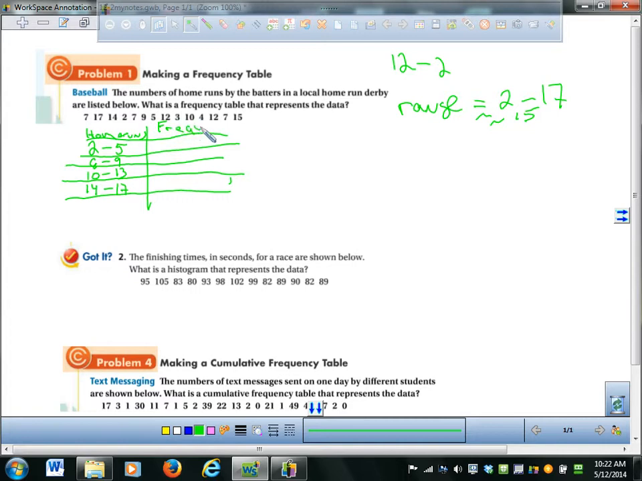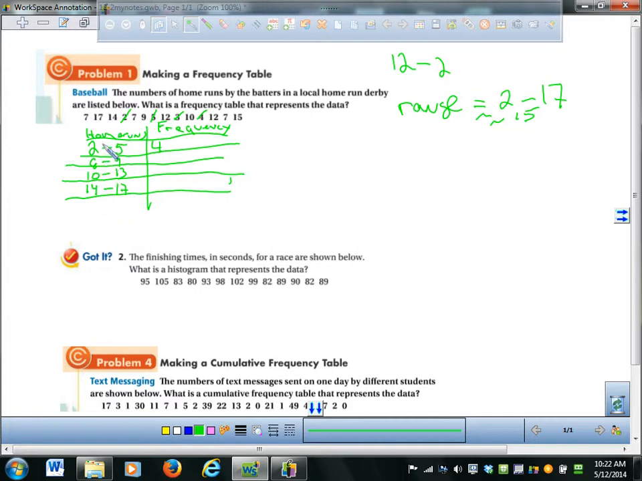Now for the frequency, I just count up how many there are in each one of those categories. So this is home runs by batters in a local home run derby. How many batters hit between 2 and 5 home runs, including the endpoints? What I would do is just cross things out as I go. I got 1, 2, 3, 4. So 4 people hit between 2 and 5 home runs.